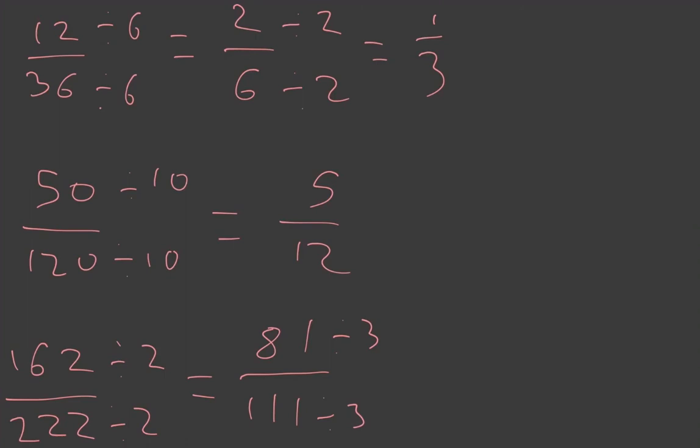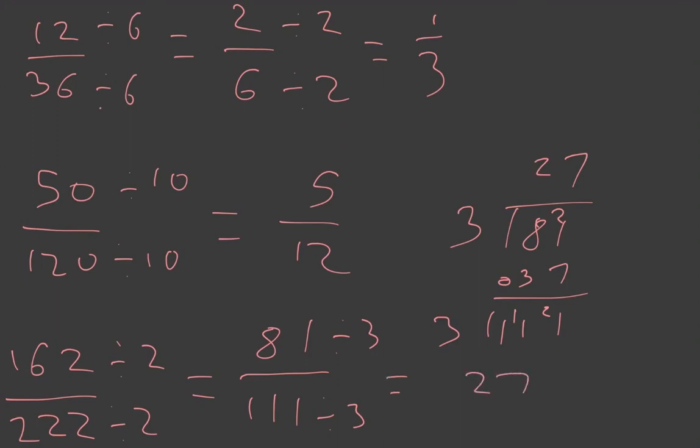So 81 divided by 3 will give us, let's work it out. So 8 divided by 3 is 2 remainder 2, and that's 27. And we can also do 111 divided by 3. 3 divided by 1, 0. We move the 1 across. 11 divided by 3, 3 remainder 2. 21 divided by 3, 7. So therefore, we can simplify this down to 27 over 37. Can this go down any further? No, it can't, because 37 is a prime number. Lovely.